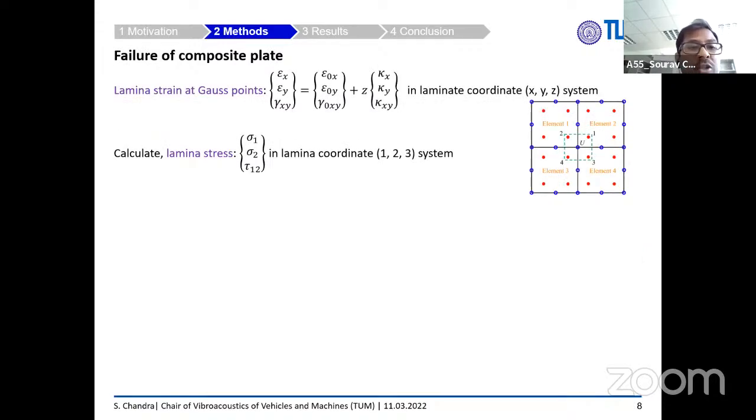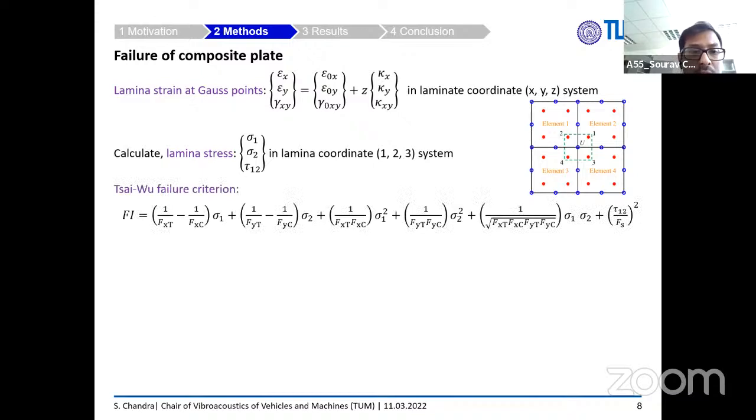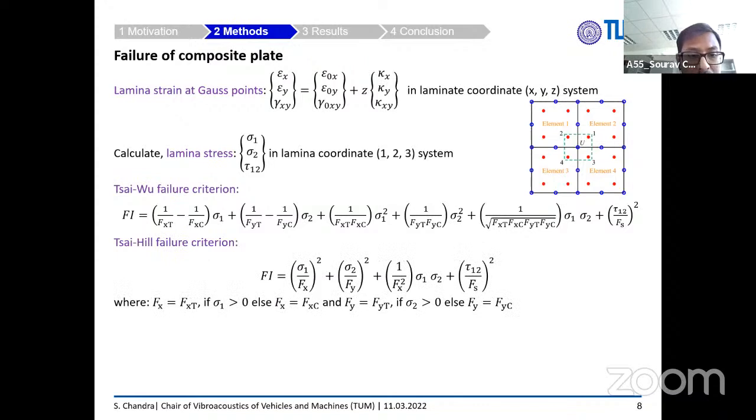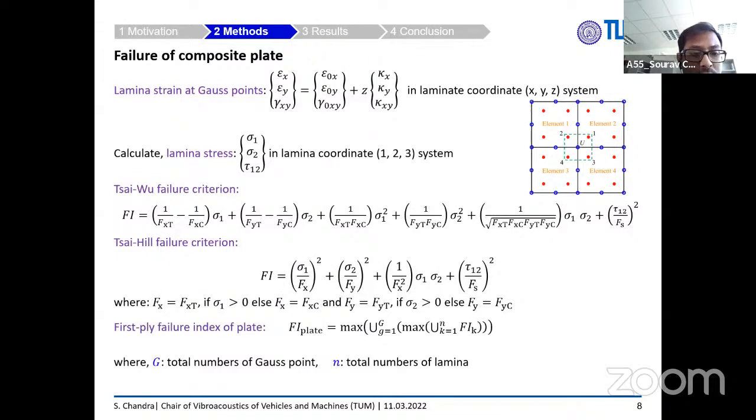And for failure assessment, we'll determine the laminar stress and strain at each Gauss point. Actually 2x2x2 Gauss points are used here, and from that we can evaluate the laminar stress in the principal direction of the lamina. And we wanted to use the Tsai-Wu failure criteria and Tsai-Hill failure criteria for this study. And we wanted to use the first ply failure to assess the failure of that composite plate. So basically we determine the failure index using these two failure criteria at each Gauss point and at each lamina. So we'll determine the overall maximum failure index of the composite plate, which we'll consider as the failure index of that plate.